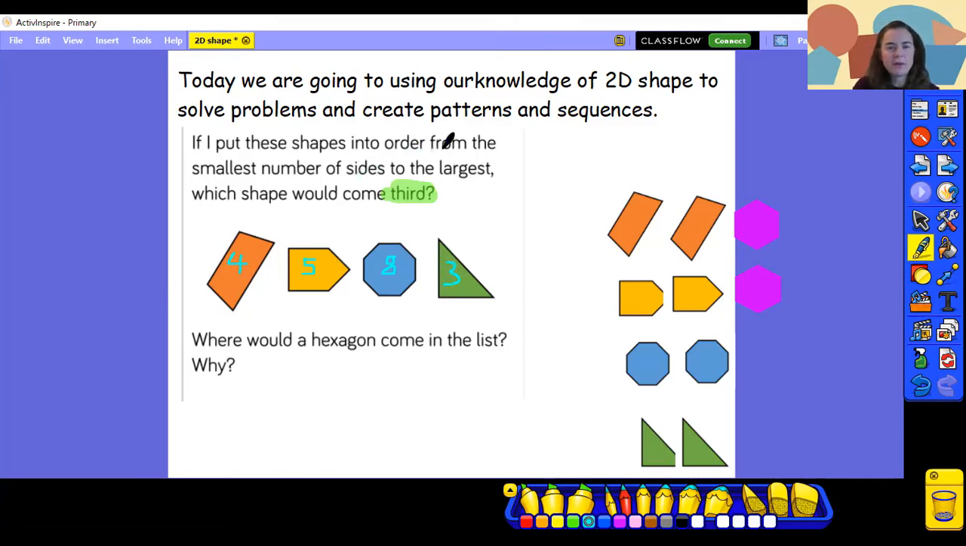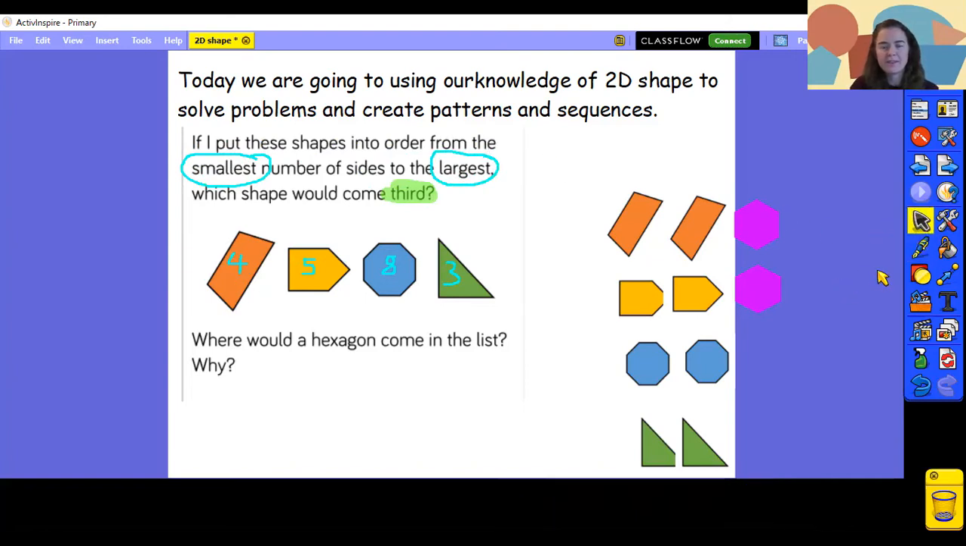Now we've got to put them in order, and it says to put them in order from the smallest number of sides to the largest number of sides. Okay, so which one has the smallest number of sides? Call out to the screen. You're right, it's the triangle. So I'm going to move my triangle here.